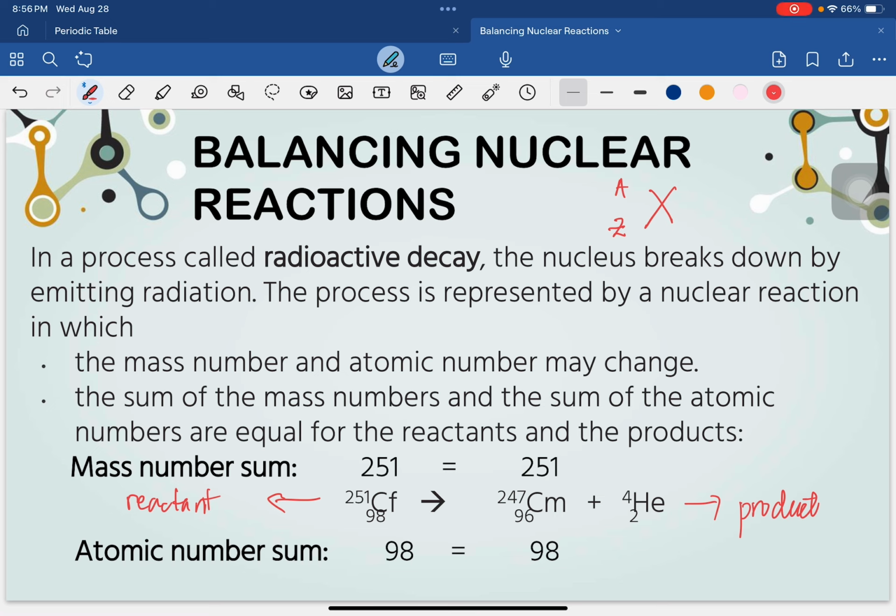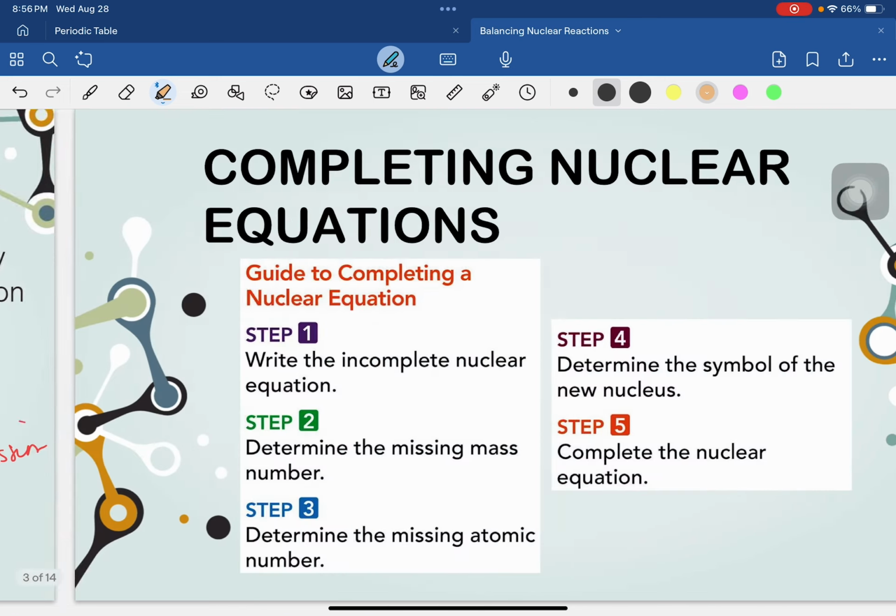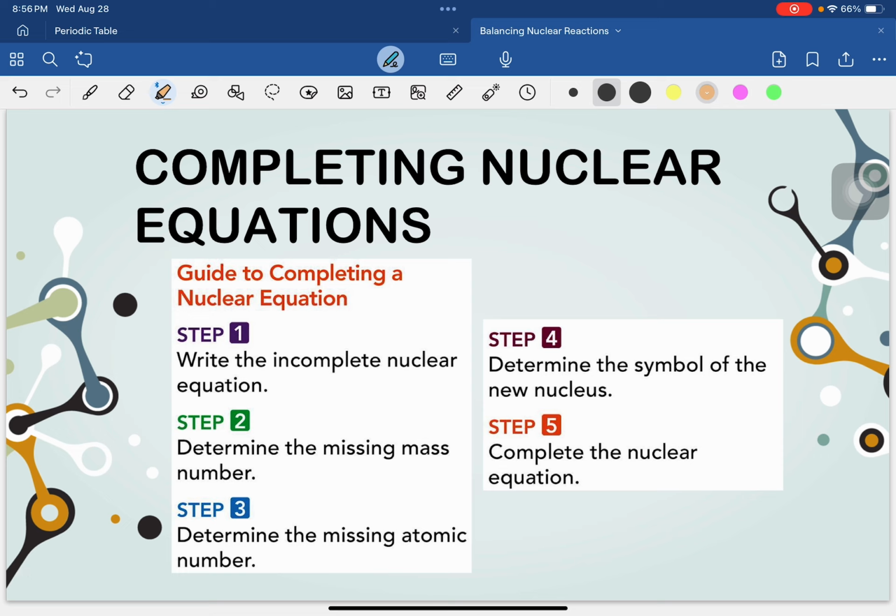So here you go. 247 plus 4, that's 251, 96 plus 2, that's 98, and you're using what? That's 4 2He. This is now your alpha particle, alpha emission. Okay, there you go. So this is just introducing it, outlining it the shortest way possible. All you have to do is again make the mass number and the atomic numbers equal for both sides of the nuclear reaction equation.